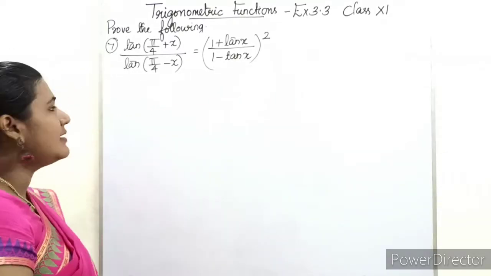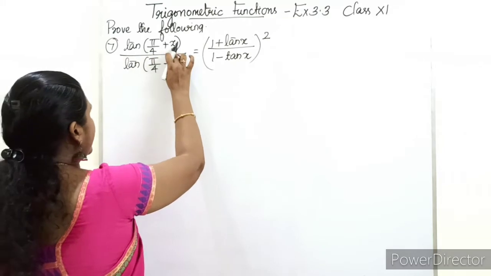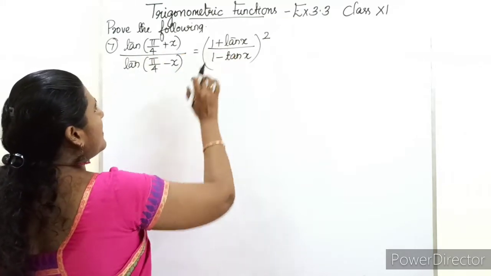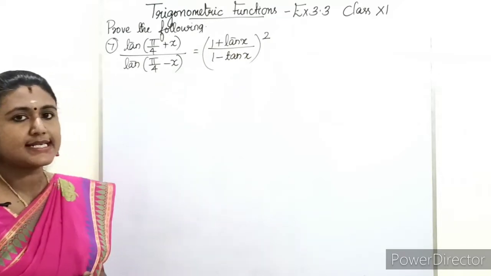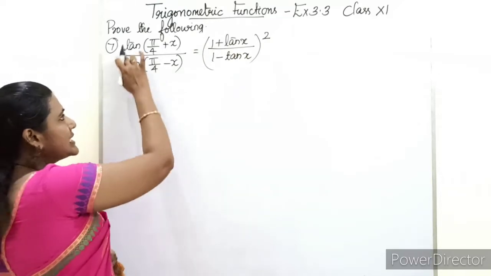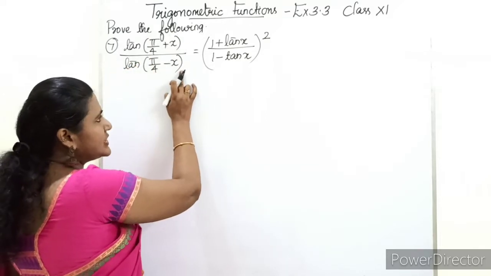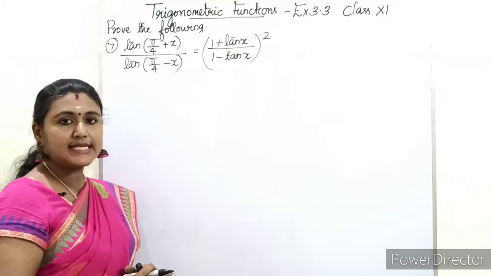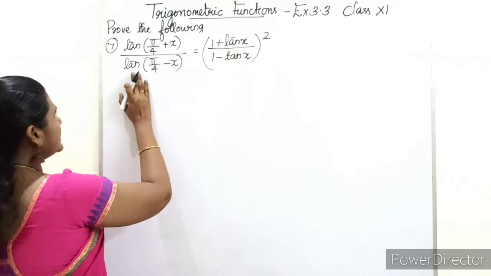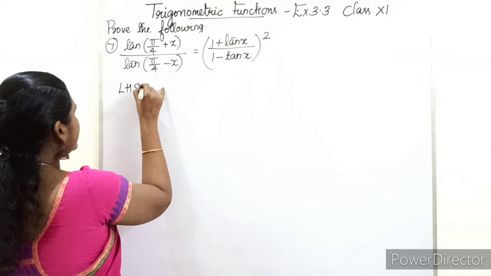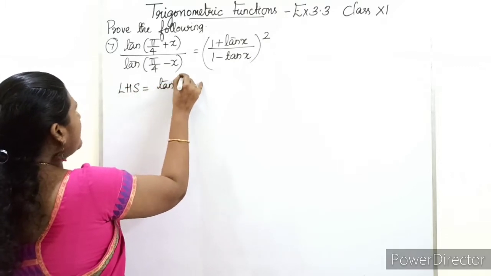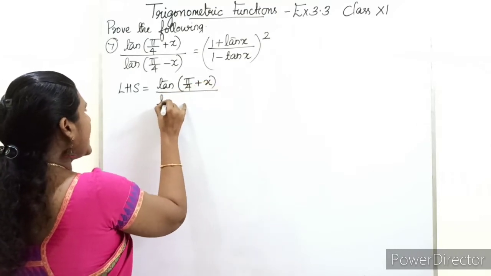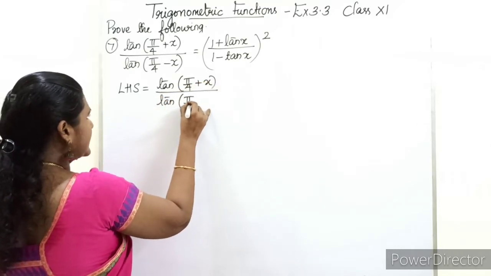Question number 7. Tan(pi/4 plus x) by tan(pi/4 minus x) is equal to ((1 plus tan x) by (1 minus tan x)) the whole square. So we have to simplify this expression, and you should get the answer as ((1 plus tan x) by (1 minus tan x)) the whole square. So we will start with the LHS expression, that is, on the left side we have tan(pi/4 plus x) divided by tan(pi/4 minus x).